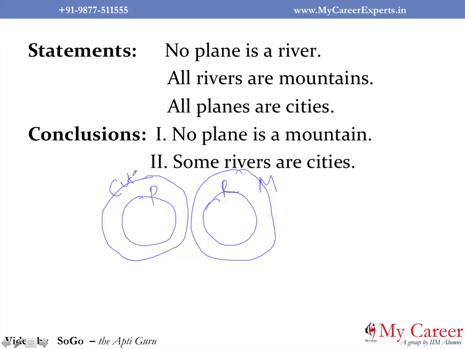Now this is one of the complex diagrams. Now we may have relation with city and river, plain and mountain, city and mountain. Only thing we are given is plain and river don't have any relation. No plain is a mountain, we cannot say. Some rivers are cities, we cannot say. If some rivers are cities, then rivers will definitely be mountain. But plain and mountain, these two are independent of each other. My answer shall be D.